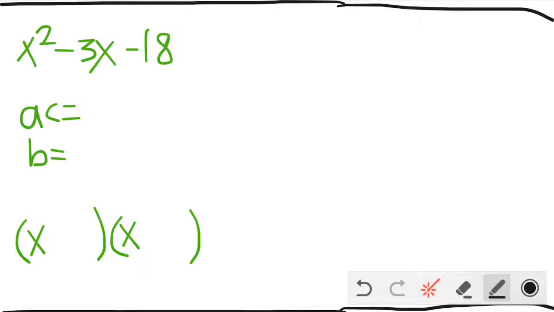I have an example where c is negative, and now we're going to look for factors of negative 18 that should sum up to negative 3. Let's begin. A times c will give you a negative 18, and b must be a negative 3. Let's think of factors of negative 18 that would sum up to negative 3. I know you're thinking of a 6 and a 3, but now you need to decide what must be the sign of the larger absolute value.